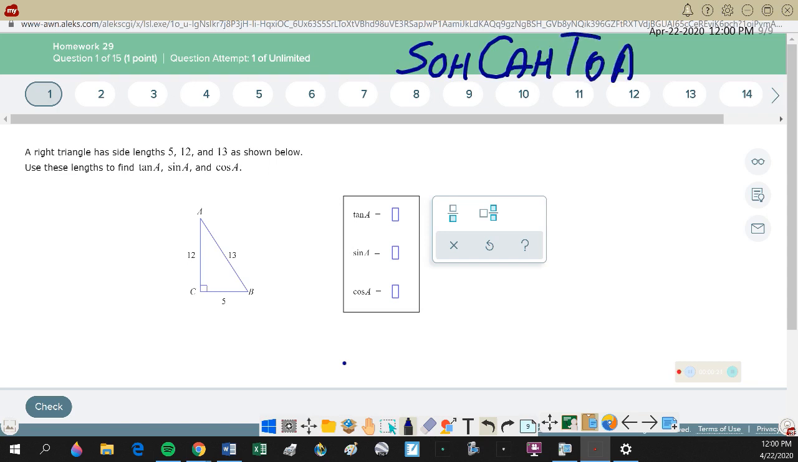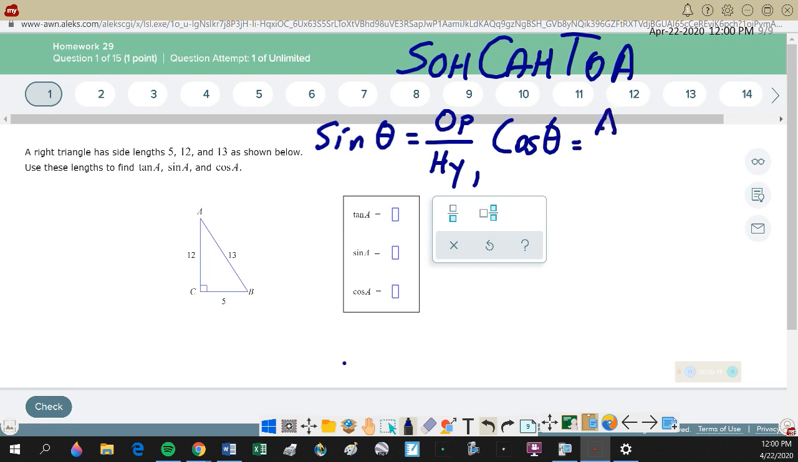SOHCAHTOA. Some old hippie caught another hippie tripping on acid, and what that means is the sine of your angle is equal to the opposite side divided by the hypotenuse. And the cosine of your angle is equal to the adjacent divided by the hypotenuse. And tangent of your angle is equal to opposite divided by adjacent.